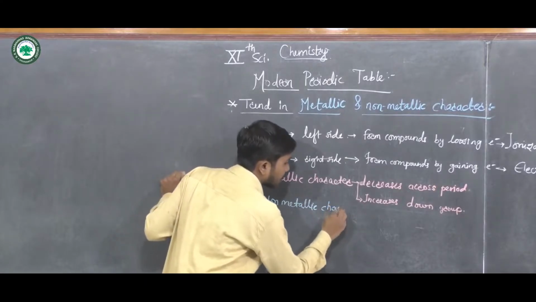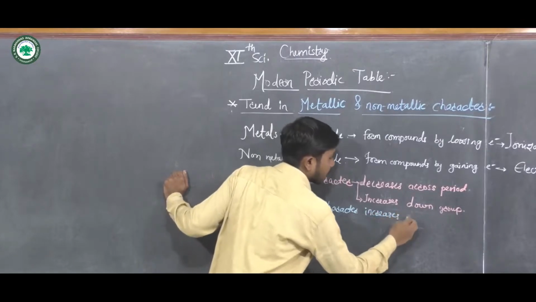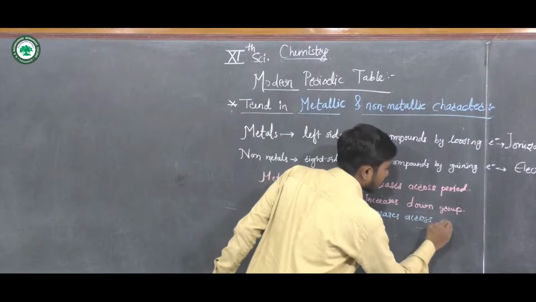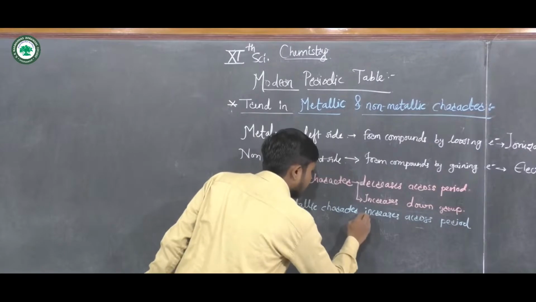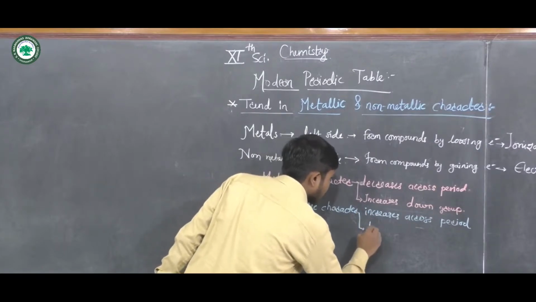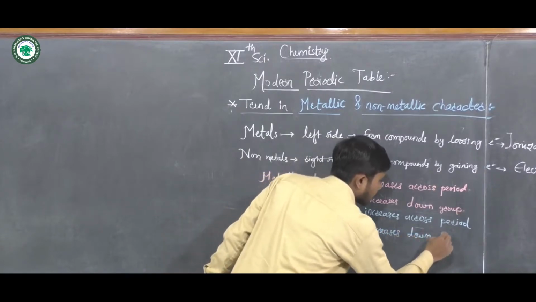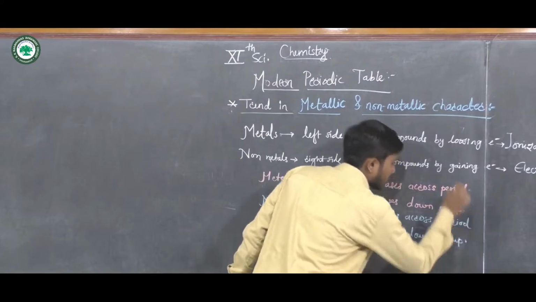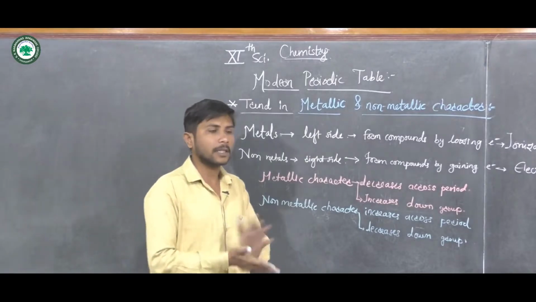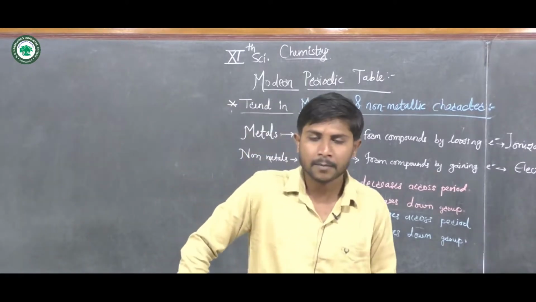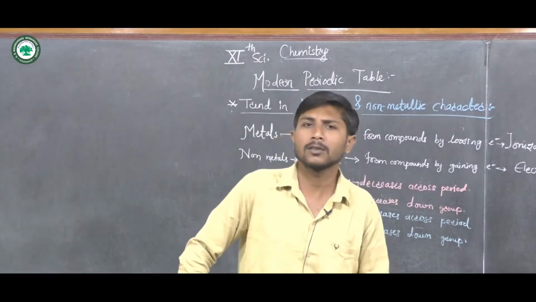Non-metallic character increases across the period, and it decreases down the group. Why? Because the values of electron gain enthalpy change accordingly. These are some trends in the modern periodic table, and from now you should know what the trends are and what the important facts regarding the modern periodic table are.